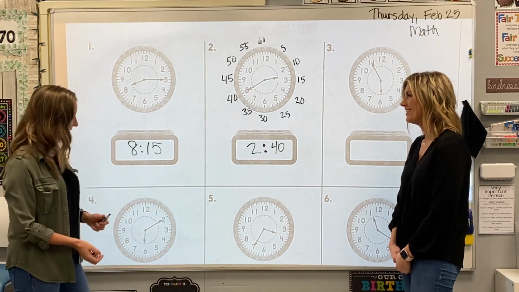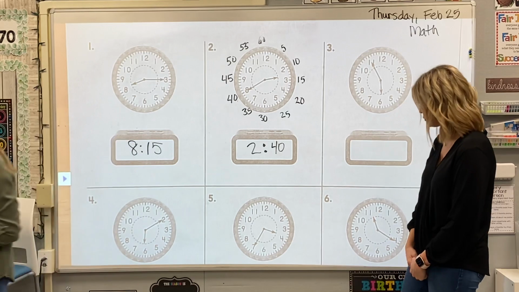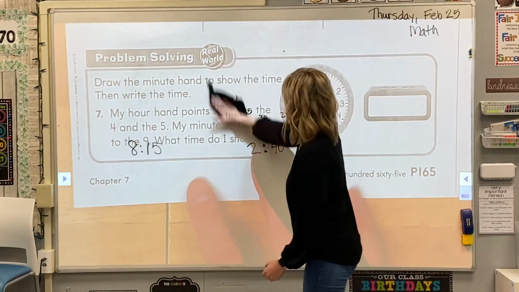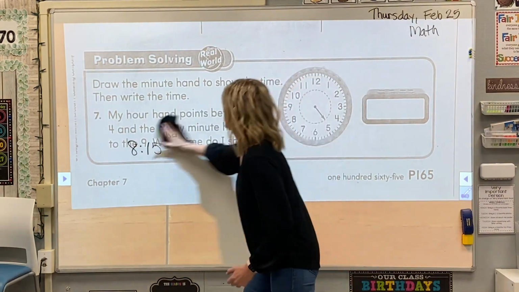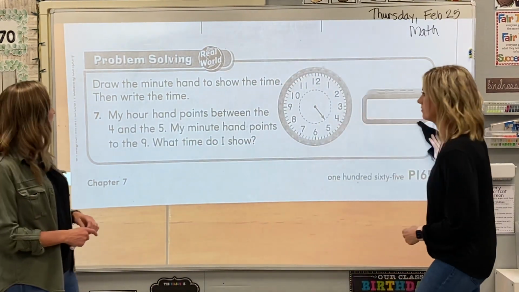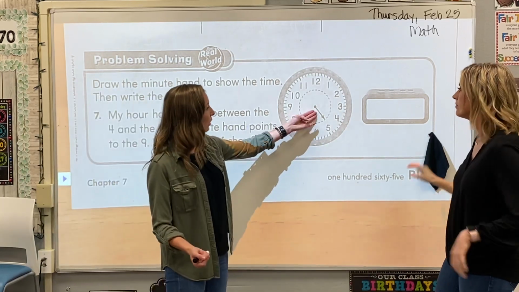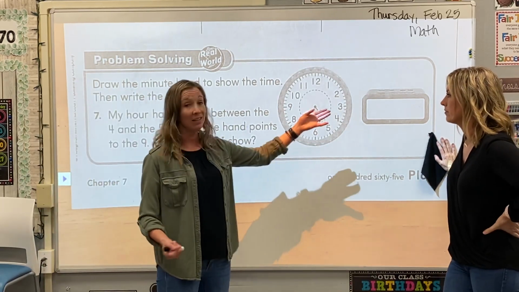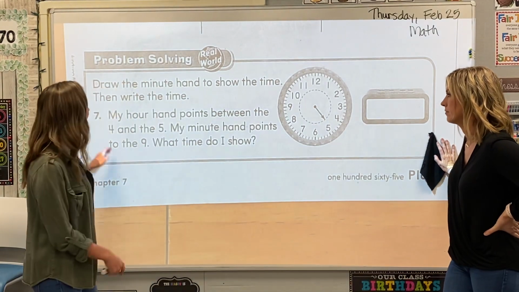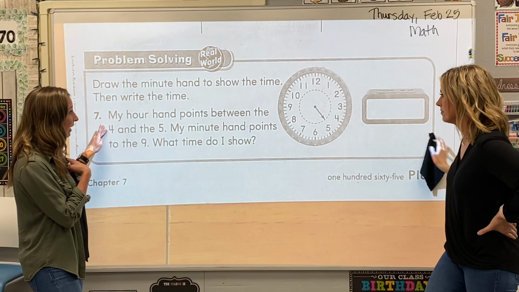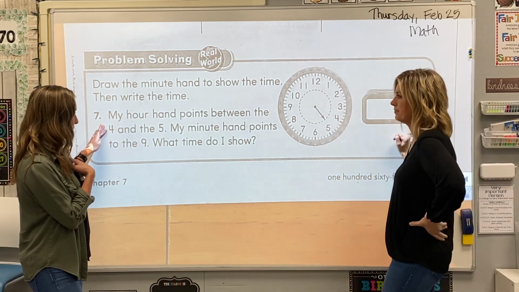Very good. All right, let's see if there's anything tricky on here. Let's take a look at the bottom. We do have a problem-solving question that says, draw the minute hand to show the time, then write the time. So they've already given us the hour hand. We just need to draw the minute hand and then fill in the digital clock. It says, my hour hand points between the 4 and the 5. Okay, they did that for us. It's like right in the middle there.